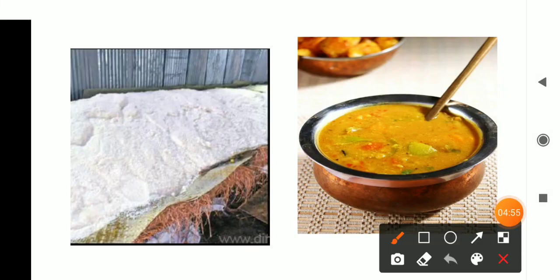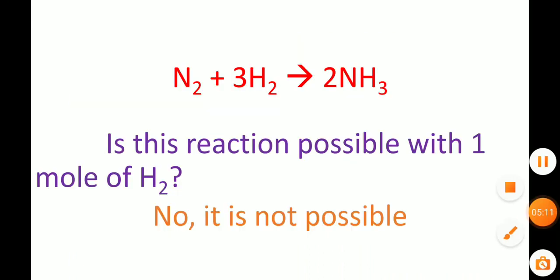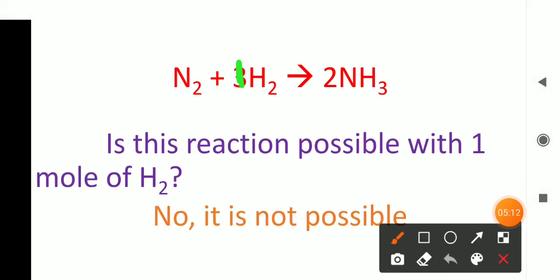Here, what is in excess quantity? This rice is in excess quantity. So here it is called as excess reagent. In chemical reactions also, if one of the reagents is large in amount, that will be called an excess reagent. Look here, in this example, if we take 1 mole of hydrogen, here hydrogen is the limiting reagent and nitrogen is the excess reagent.